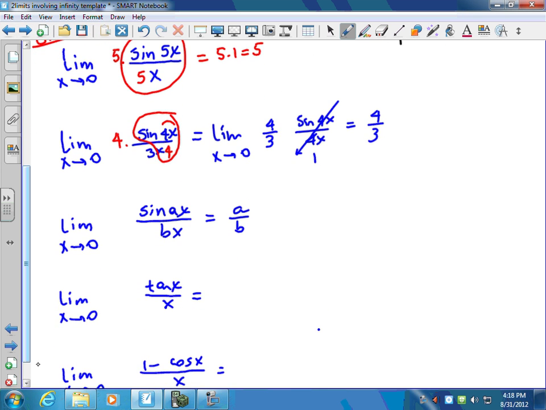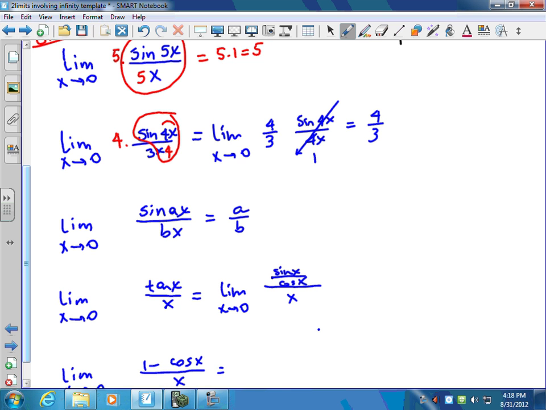And what about tangent x over x? Well, that is easy to get if you happen to know what is happening to the sine function. Because you can write tangent in terms of sine and cosine, right? So let's do that. Tangent is sine x over cosine x. And at the bottom we have x still.